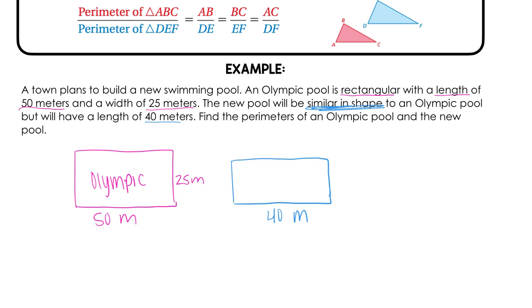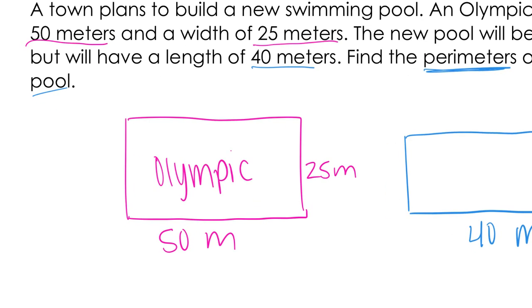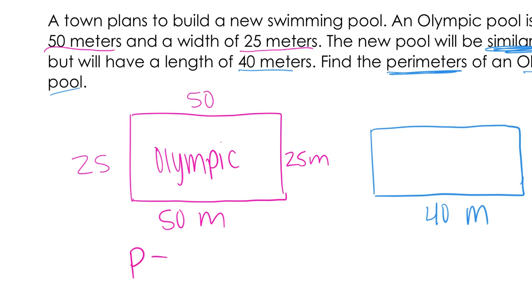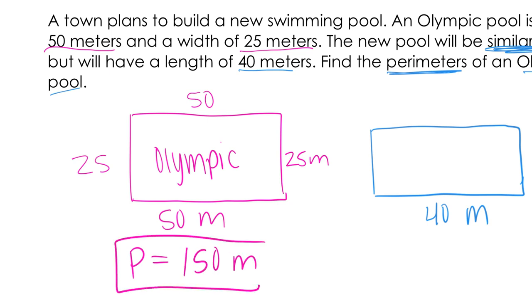It says find the perimeters of an Olympic pool and the new pool. Well, we can get the Olympic pool pretty fast, right? So we know that this is shaped like a rectangle. So the perimeter of the Olympic pool is just all of this added together. So that would be 50 plus 50 plus 25 plus 25. That is going to be 150. So the perimeter of the Olympic one is 150 meters.